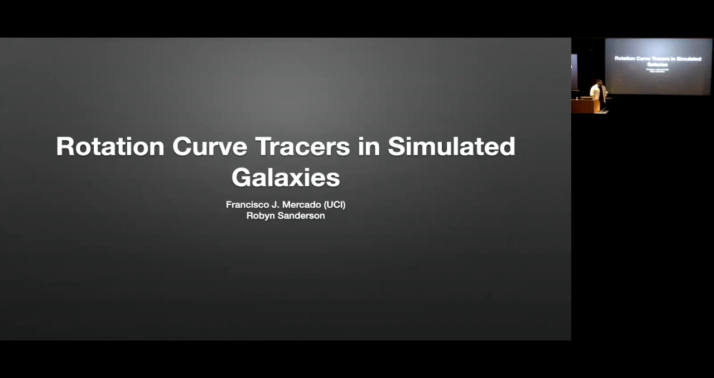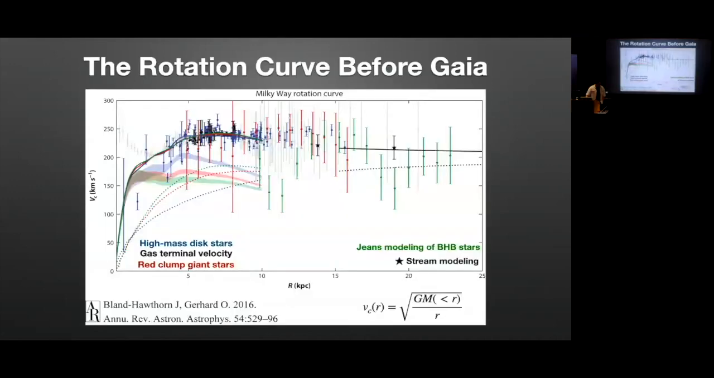This summer, for the past few weeks, I've been working with Robin Sanderson on looking at some of the rotation curve tracers in simulated galaxies. Just to motivate what we're working on, I'm going to show you all a rotation curve and how we used to do it before Gaia. Really, if you assume some sort of potential or some mass in the galaxy, you can come up with a circular velocity as you go outward in radius.